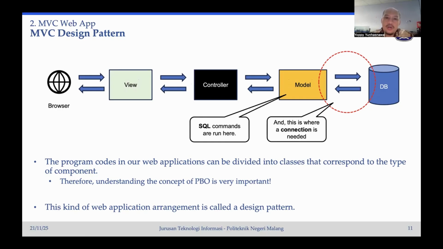So where is our SQL command? The SQL command will be written here. The model here is any code that is related to how we manage, change, write or read the data. And between the model and the database, we will need something called a connection. So you may see that when we create a model, there may be some source code that is using the connection that we will create.